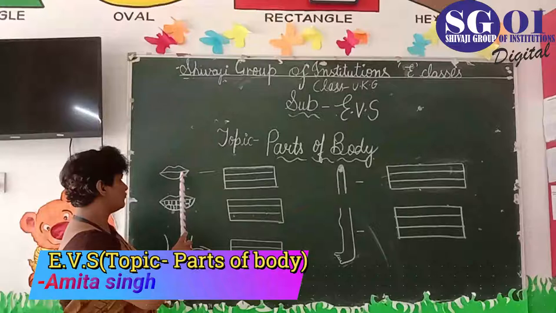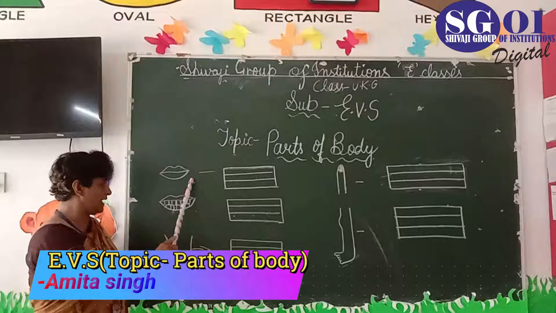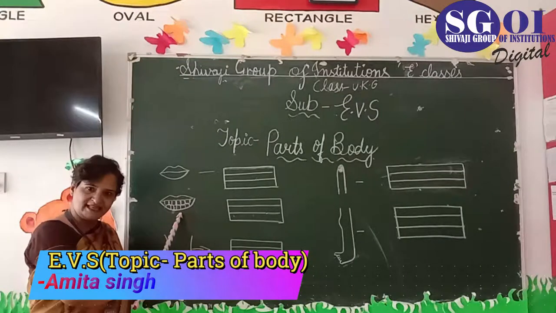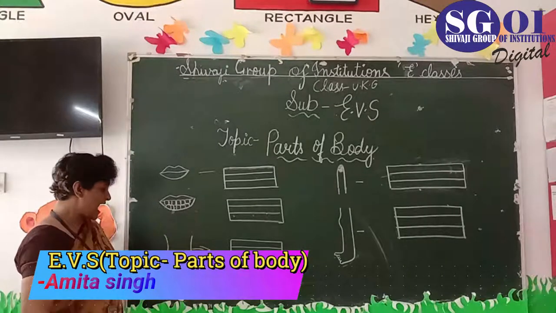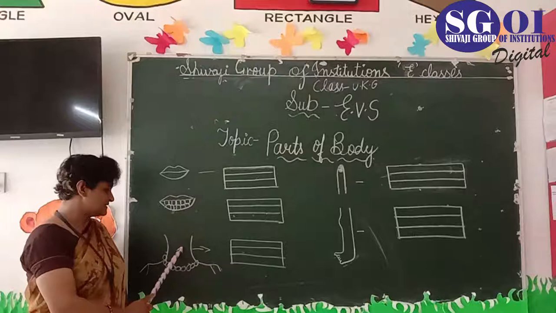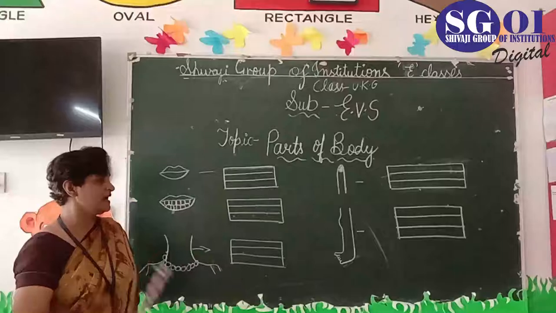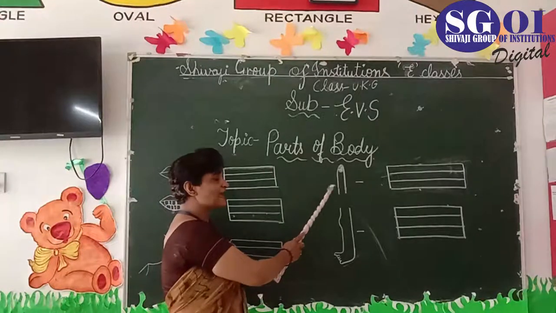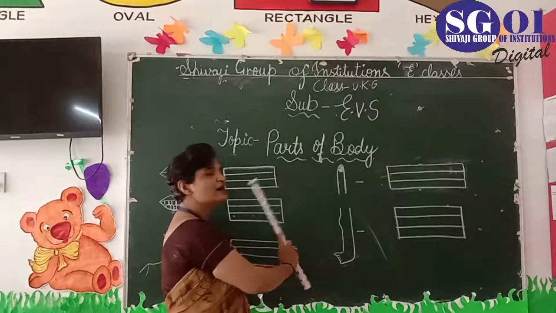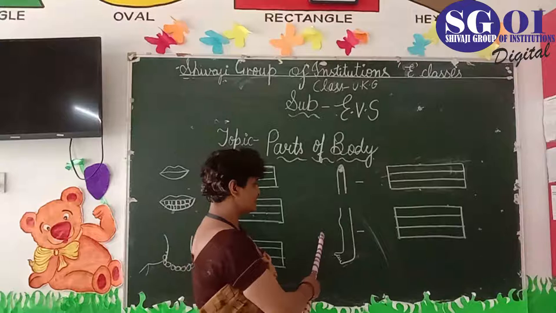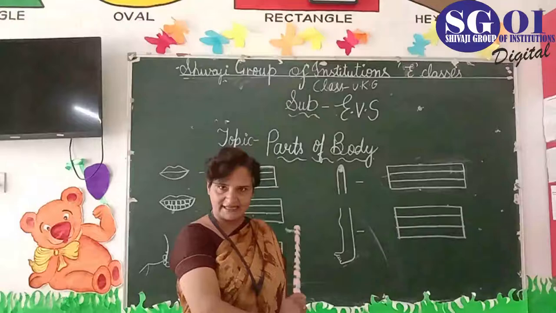See at the blackboard, which picture is this? This is the picture of legs, okay. And this is the picture of teeth. You all are having teeth now? Show me. Okay, this is the picture of teeth. And what is this? This is neck. Neck means girdle, okay. And the next picture is of, guess. What is this picture? This is the picture of a finger, okay. And this is leg. We walk with the legs, okay.